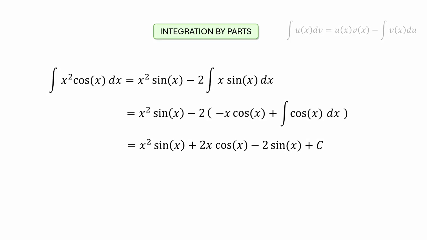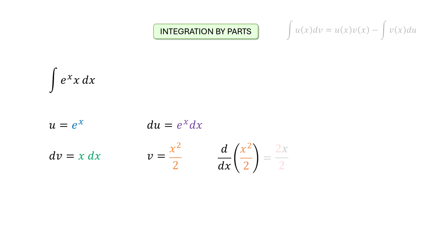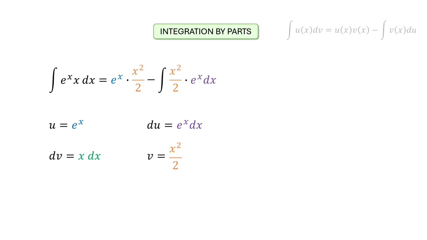It's very important to choose u and dv wisely when using integration by parts. Let's look at this example. First, suppose we choose the first term as u and second as dv. The derivative of u is the function e^x. The antiderivative of dv is x squared over 2, because its derivative is x. Substitute into the formula. Notice that the new integral now involves x squared, which is more complicated than the original. So this choice made the problem harder.